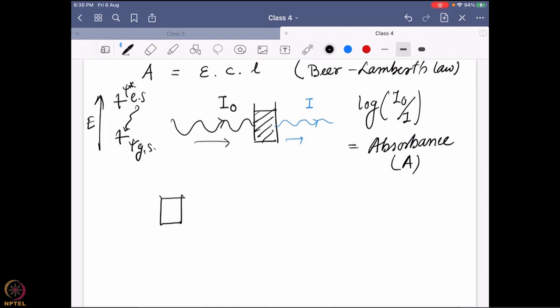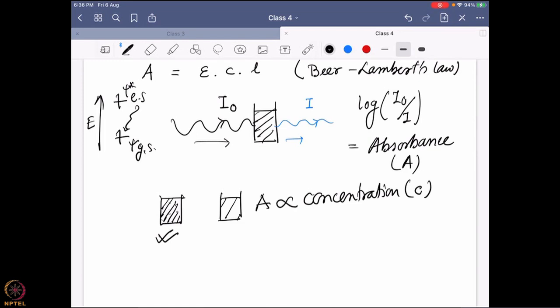First, say I have two samples, same sample but different concentration. This is much more concentrated, this is less concentrated. So which will be absorbing more? Obviously this is going to absorb more because you have more molecules present there. More molecules means more chance to change the electronic distribution, and more energy will be absorbed. So that is why concentration, C, is directly proportional to the absorbance.